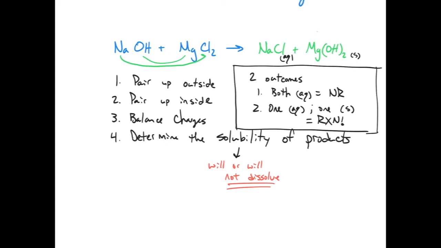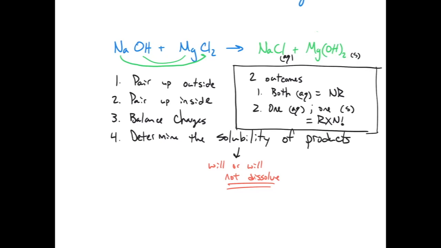So it's not until the very end when you decide whether or not the reaction has happened. You do all the work. You pair up the outsides, you pair up the insides, you balance the charges, and you do all this determining of solubility. And only once you've done all that work, then you can determine whether or not the reaction will happen or not. If the reaction doesn't happen, then you would write NR. And if the reaction happens, well, then you just leave the products as they're written. You did all the work, so you don't have to do any more.